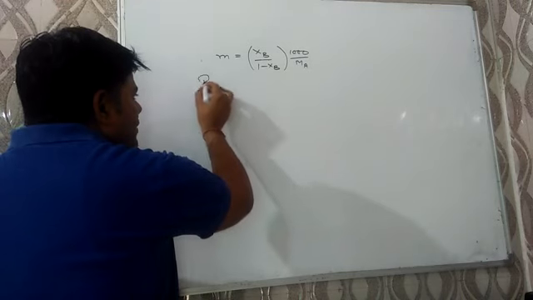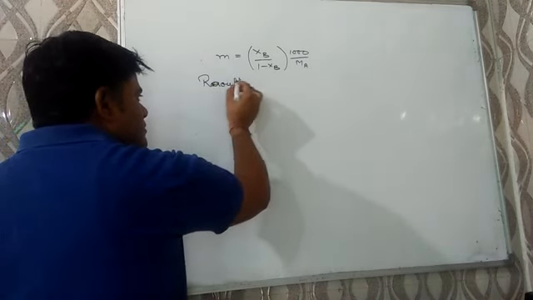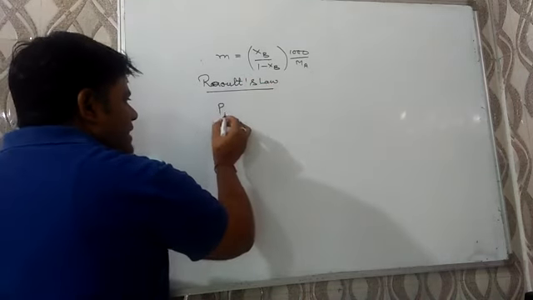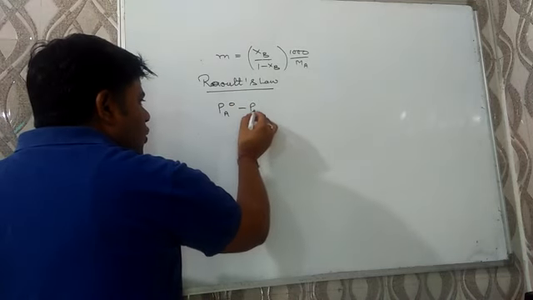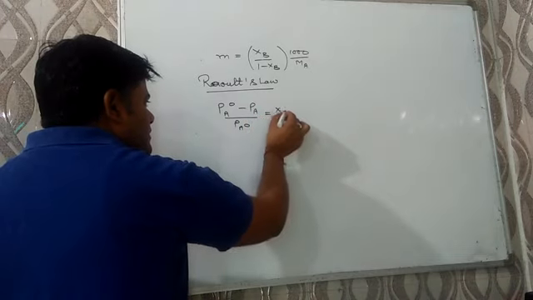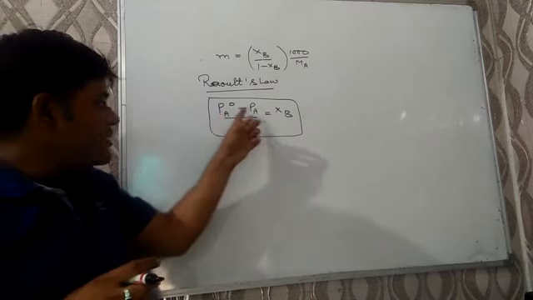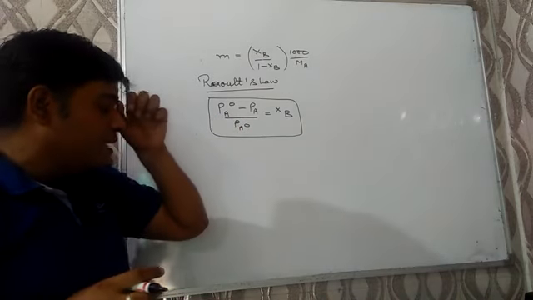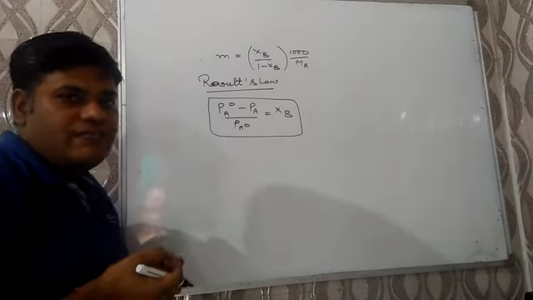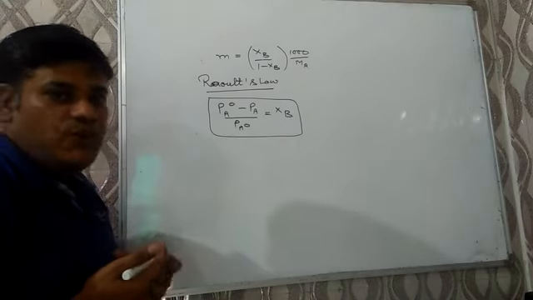One more way we can find out the mole fraction of the solute is Raoult's law. According to the second statement of Raoult's law, relative lowering in vapor pressure, Pa0 minus Pa over Pa0, is equal to the mole fraction of the solute. Mathematically, Pa0 minus Pa upon Pa0 equals xb, where Pa0 is the vapor pressure of pure solvent, Pa is the vapor pressure of solution, and xb is the mole fraction of the solute.